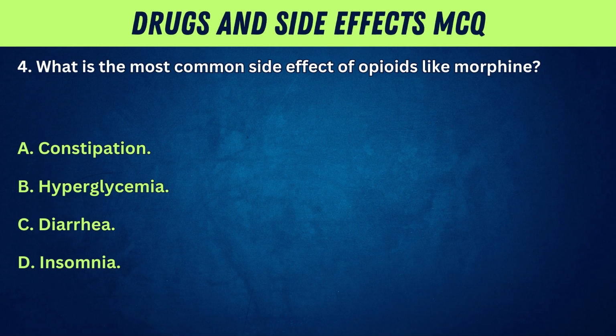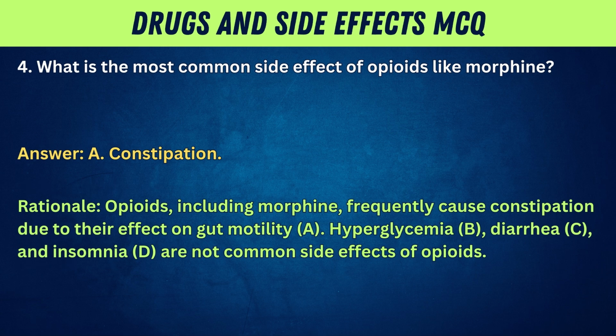4. What is the most common side effect of opioids like morphine? A. Constipation. B. Hyperglycemia. C. Diarrhea. D. Insomnia. Answer: A. Constipation. Rationale: opioids, including morphine, frequently cause constipation due to their effect on gut motility, A. Hyperglycemia, B, diarrhea, C, and insomnia, D, are not common side effects of opioids.